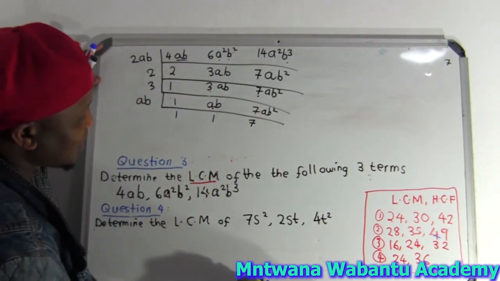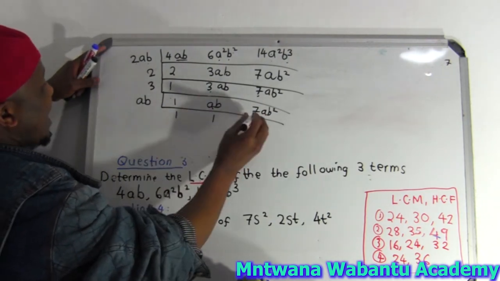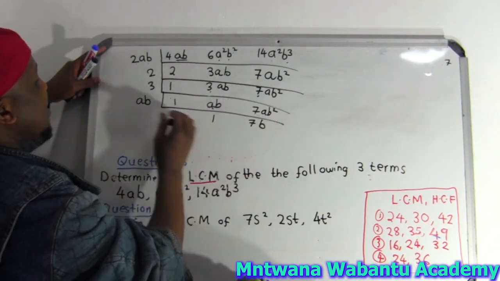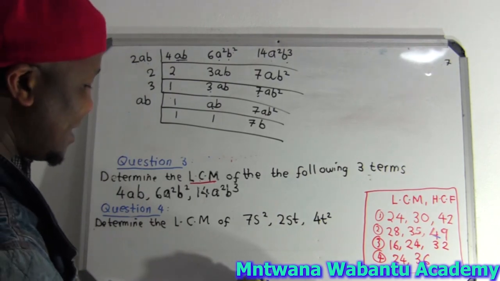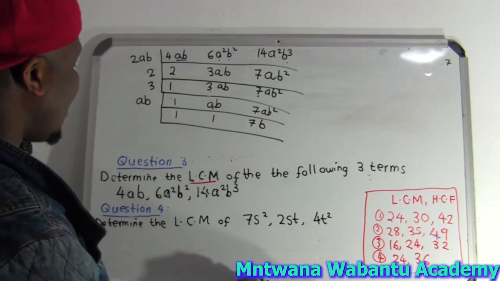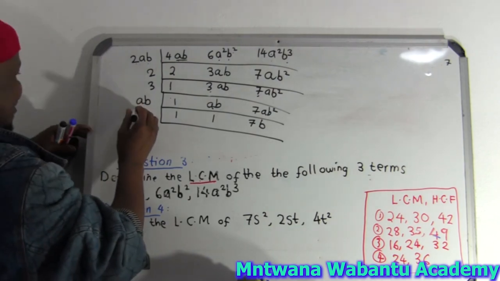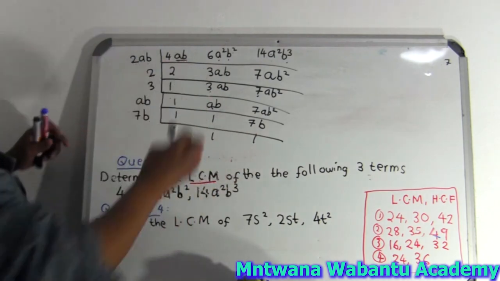You know what I'm saying? That's going to be 7. And 1a went out, so we're left with no a here. 1b went out, we're left with only 1b. Now we come here. What are we left with? We're left with 7b, so we're left with 7b, and this will be 1, 1, 1. So this is what we have.